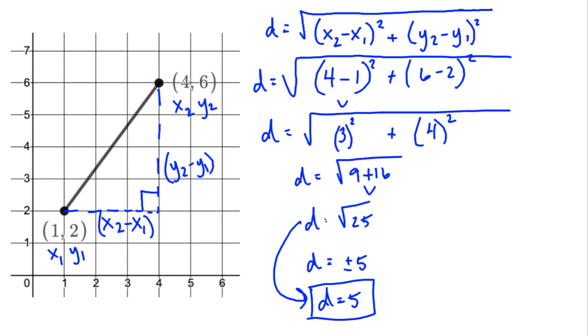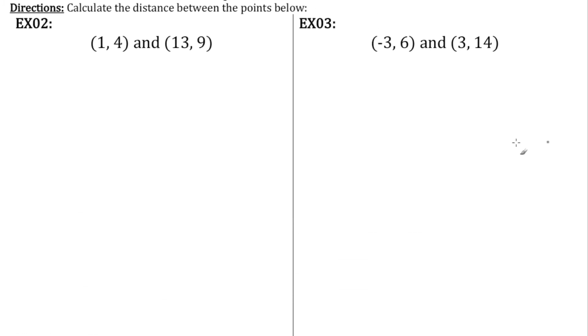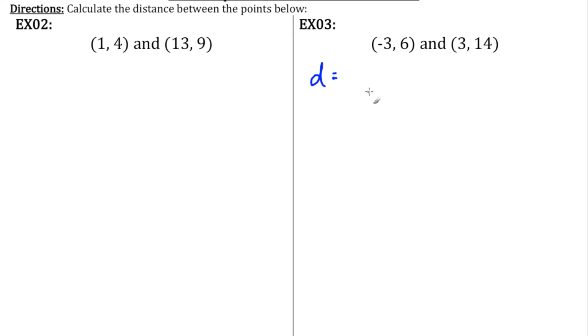Let's look at the next page of examples. We did one with positives already, so let's skip example 2 and go to example number 3. At least it has a negative in it. We don't even have to write the formula. Let's just substitute in values. So this can be x1, y1, x2, y2. Okay, so x2 minus x1.